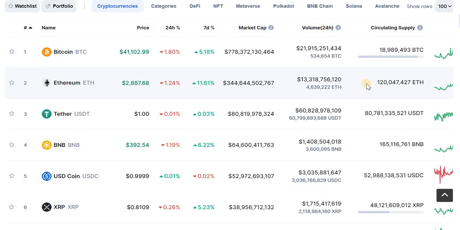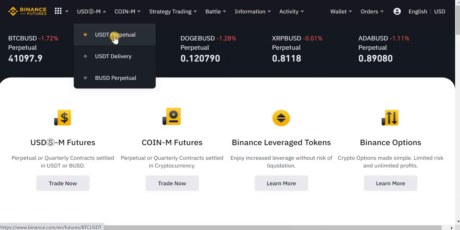The first thing you have to do when you want to short a particular cryptocurrency is to look for a preferred exchange. In this video, I am going to be using the Binance exchange. Once you've identified the exchange that you want to trade on, the next step would be to identify the coin or token that you want to trade.